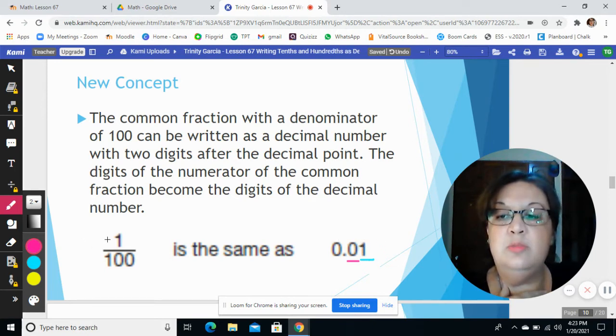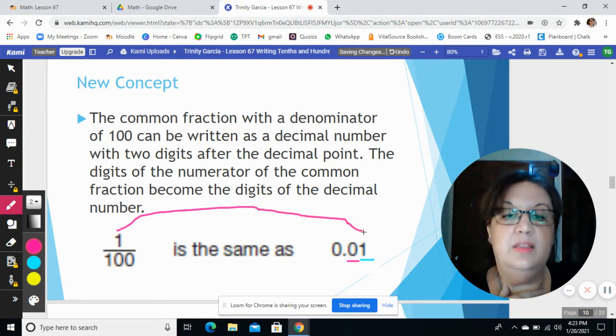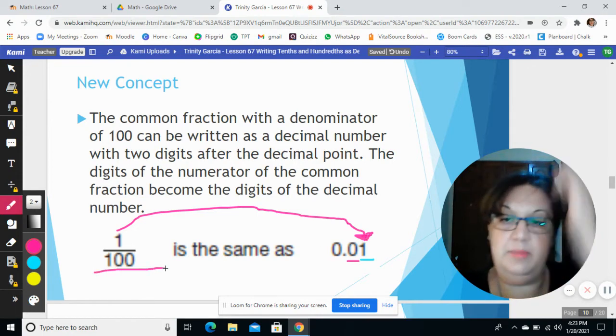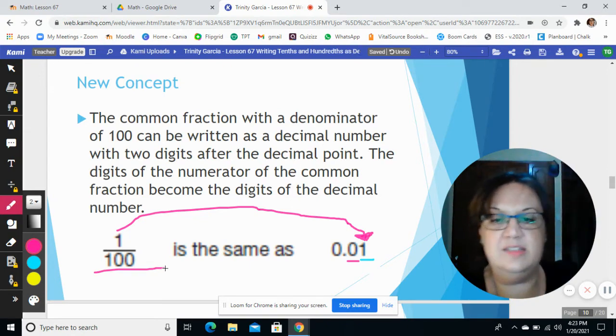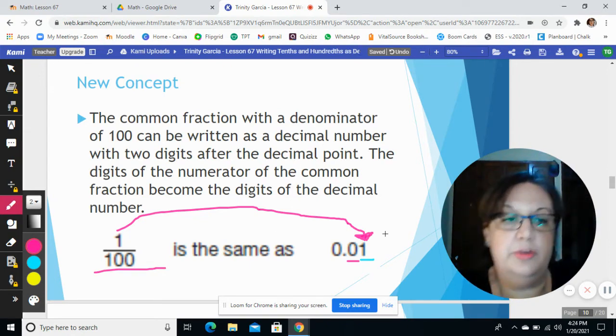So this numerator has to go in the hundredths place. It can no longer hang out in the tenths place because that is not where it belongs. Because we have 100 here on the bottom in our denominator. Okay, so now it has to scooch over.